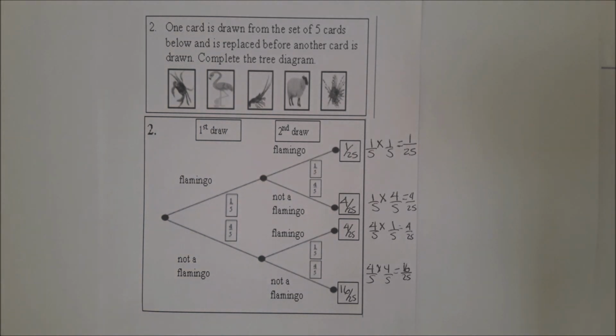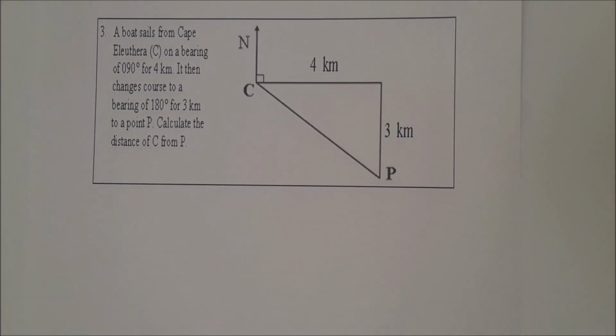Okay, so 4 and 1 is 5, and then 4 is 9. 16 and 9 is 25 over 25. Excellent job. Okay, Precious, number 3, go ahead.